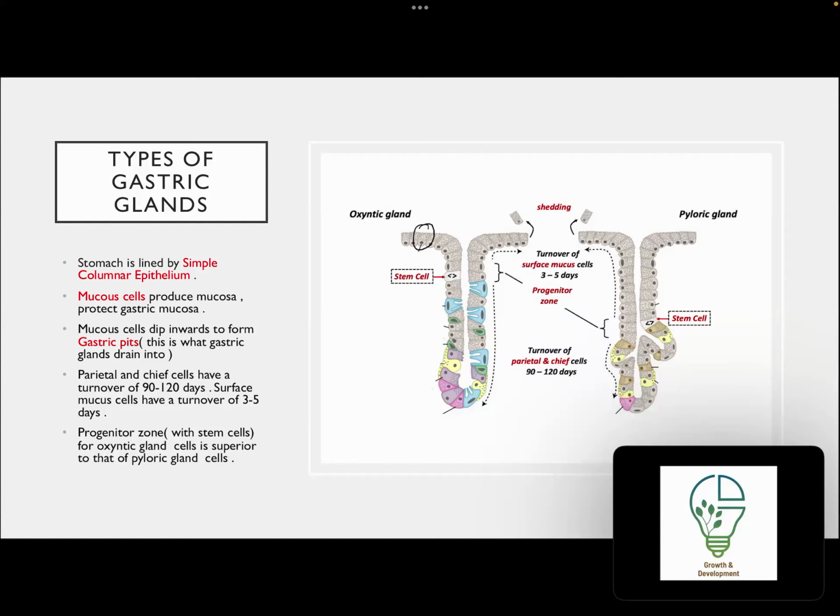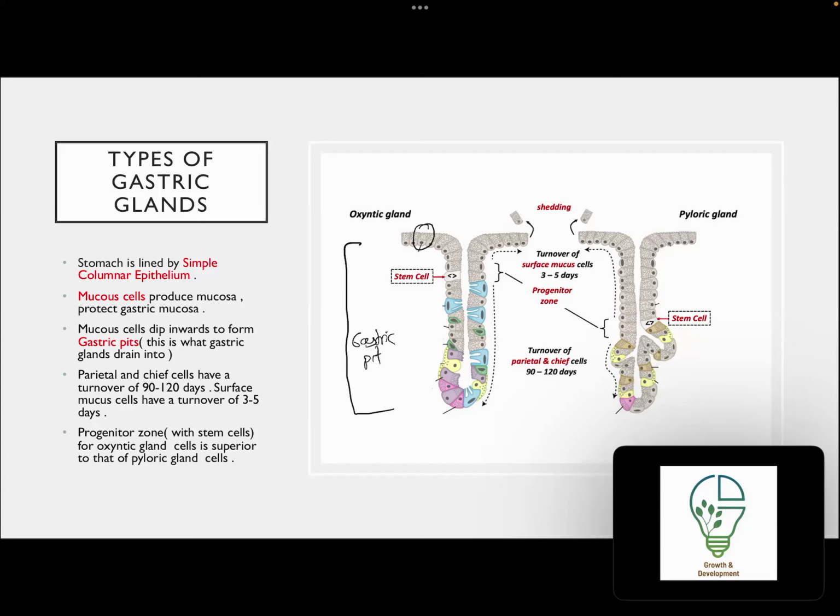Then the mucus cells dip inwards to form gastric pits. So this whole thing is a gastric pit. And you can see it's dipping inwards like a U. And all of these cells are mucus cells, obviously. Not all of them, but the ones in this brown color, which I've circled, are mucus cells. So when they dip inwards, it's called a gastric pit.